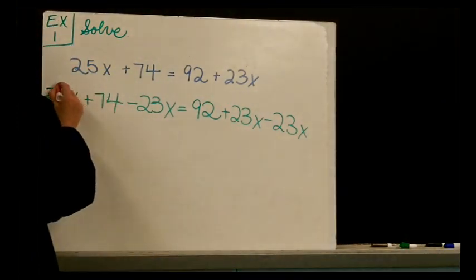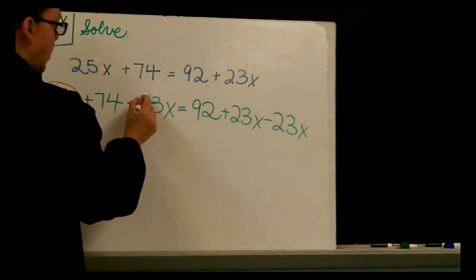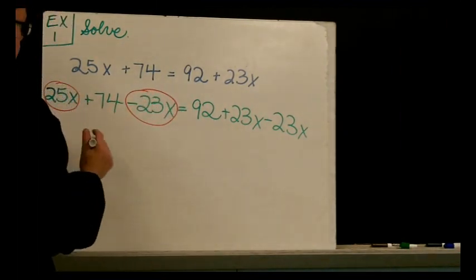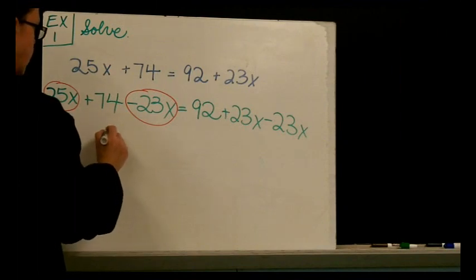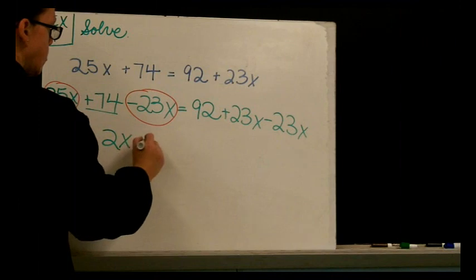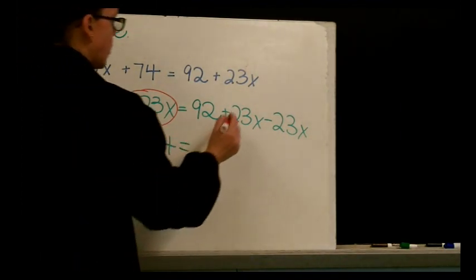Over here, we're going to combine our like terms. We have a positive 25x and a negative 23x. Together, those make a positive 2x. And we can't forget our constant, so we'll bring him down. And let's see what we did over here.